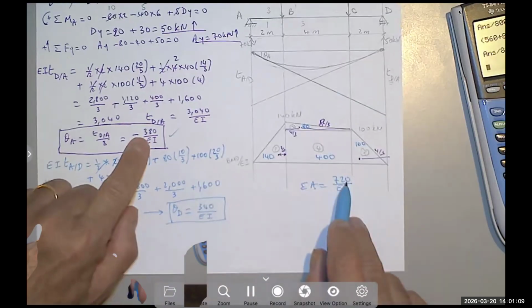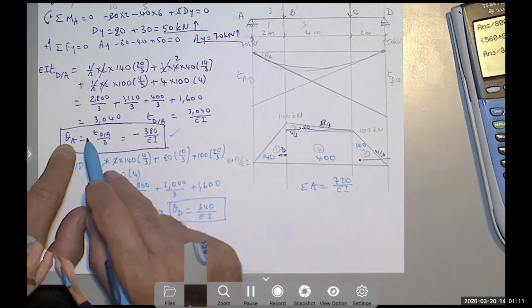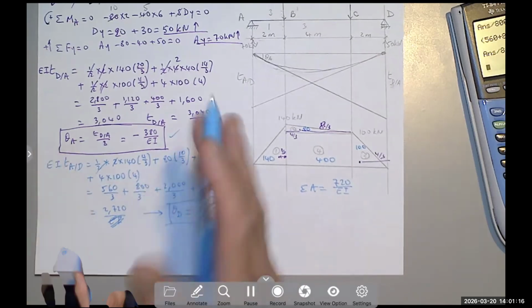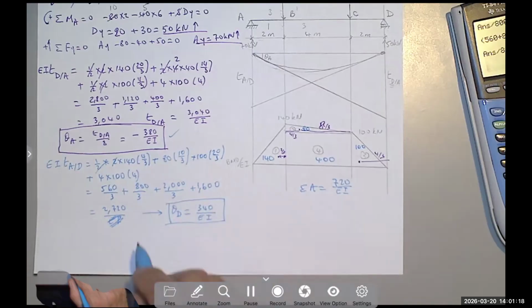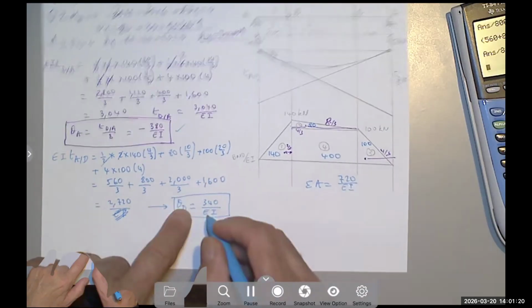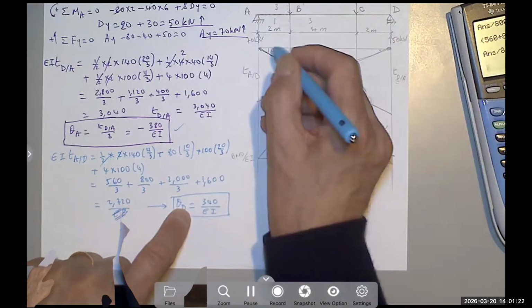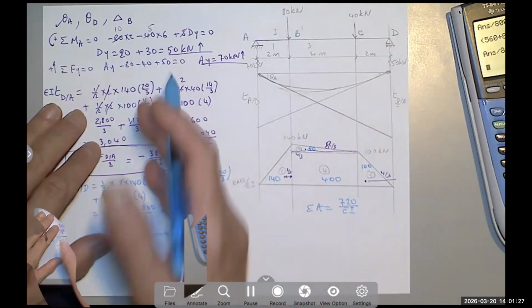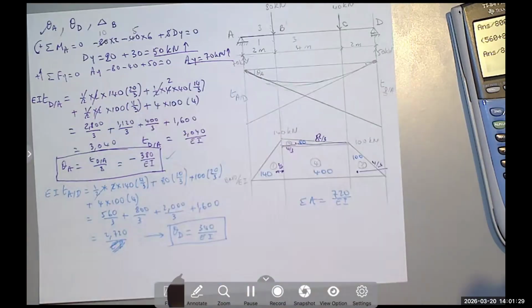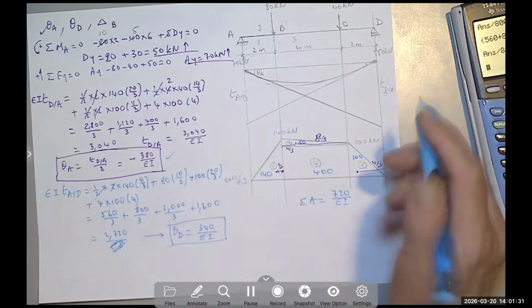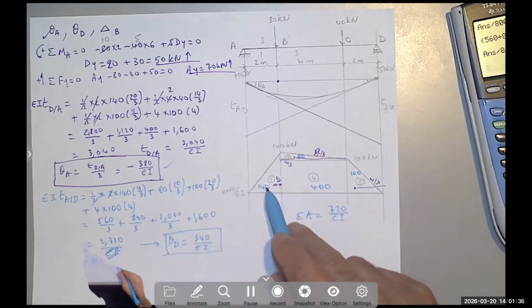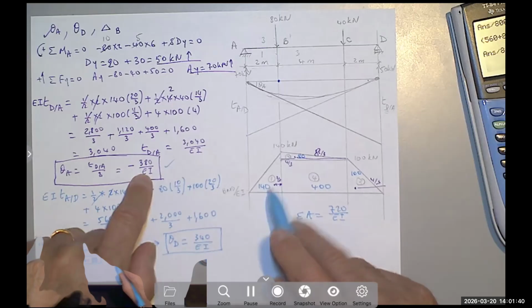Now, if I added 720 to theta sub A, I will get 340. These two numbers as an absolute value. And if I subtract this from that, because notice this is positive and that is negative, I will get negative 380. So once you know one of them, you can easily find the slope at any other point. I can find the slope at B by simply adding 140 over EI to this. So I get negative 240 over EI.